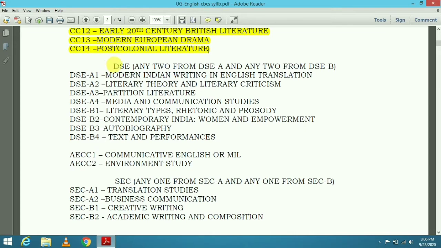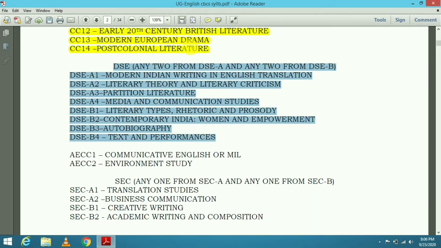Now let us look at what the DSC courses available to you are. This is the entire DSC course you will be having in your 3-year syllabus. Please look at it very carefully. It says that any two from DSC A and any two from DSC B. Here look at it carefully. DSC A you have 4 courses, and out of these 4 you have to choose only 2. Now let us see what the 4 courses are.